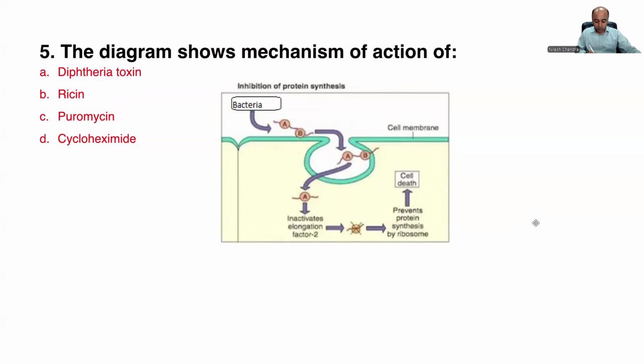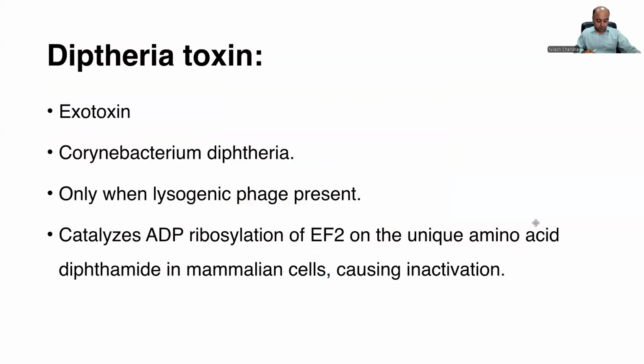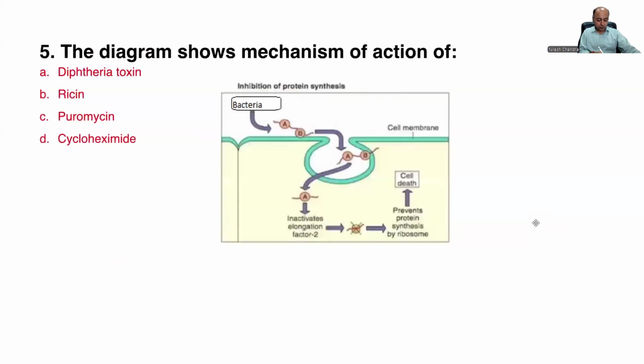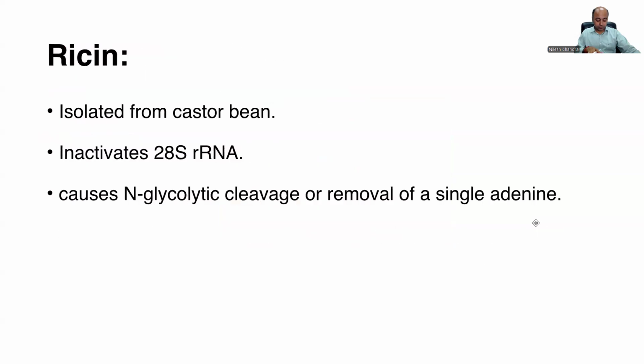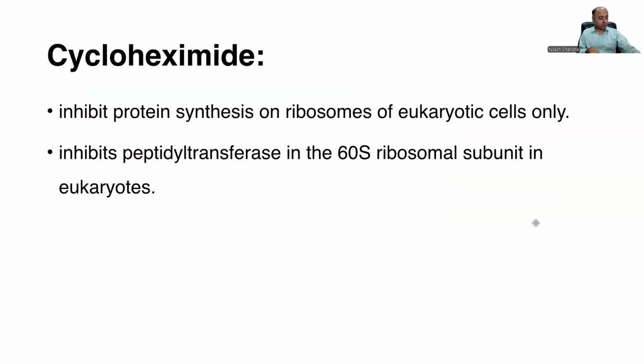Now, if you look at the mechanism, what you find is that it inactivates elongation factor 2. The elongation factor 2 is the target for the diphtheria toxin. Diphtheria toxin is acting on elongation factor 2, inactivates the amino acid diphthamide by the ADP ribosylation. We'll talk about these four toxins when we are doing the topic of the toxins, the mechanism of action, how the translation can be affected, how it can be blocked in the prokaryotes and in the eukaryotes. So all these four we'll discuss later.